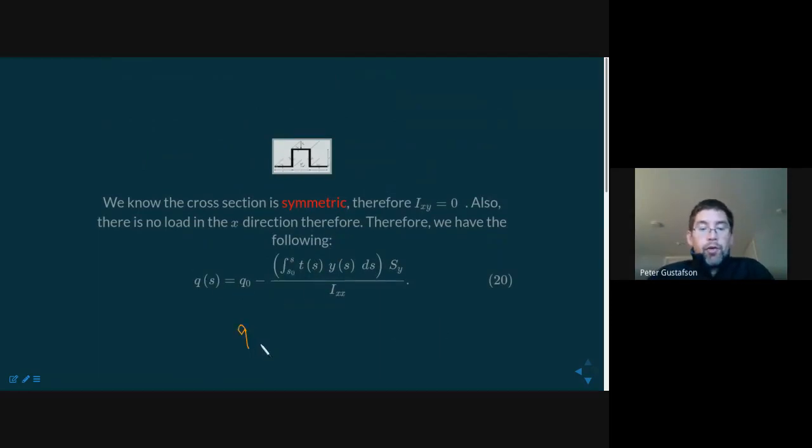It's really Q0 minus, now in this case, T has come outside because it's constant. Sy was constant over Ixx. What remains inside, this is T of S, by the way, but it is a constant for each segment. So this is now Y of S ds. So this is the integral we're doing. Essentially, Y of S ds times a constant.